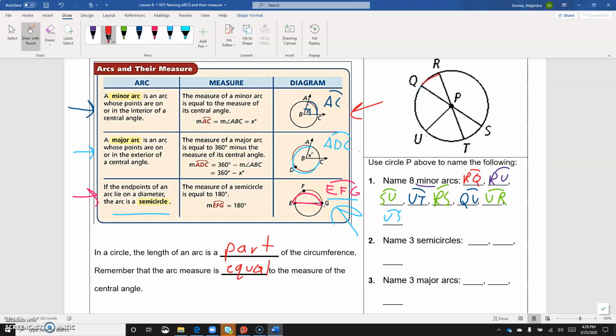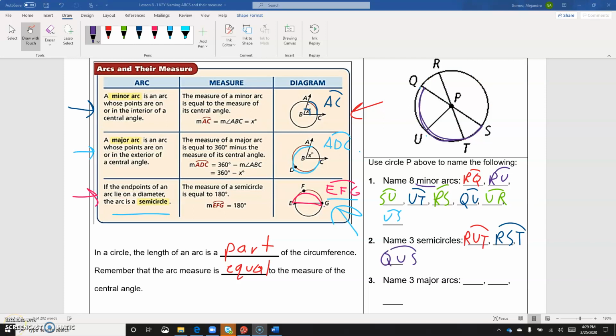Okay, what about RUT? Notice that I passed the Q. My ultimate goal is to go from R to T, but I just have to pick any one of these points. It doesn't matter. I could have said RQT, but I'm going to use RUT. RUT, that's half a circle. Let's do the other half of the circle. If RUT works, then why can't I do RST? Go ahead and pause the video and see if you can do one on your own.